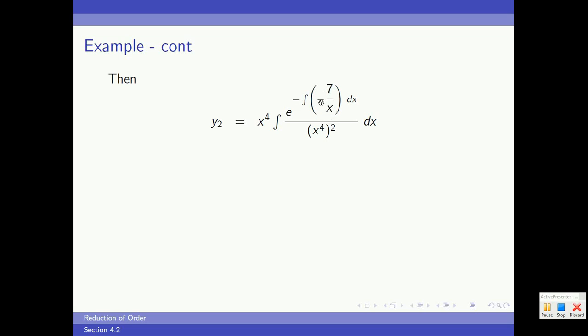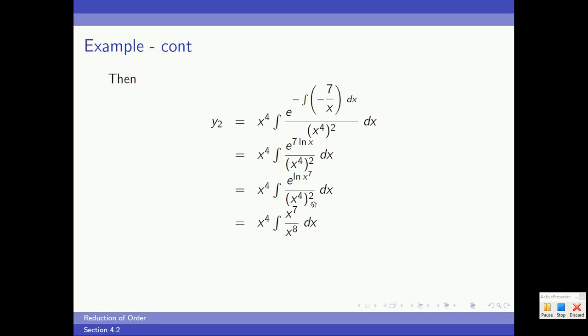This negative and negative is going to give a positive. We're going to have 7 natural log of x there. So we have e to the 7 natural log of x. We can bring that 7 up as the exponent. When we bring the 7 up as the exponent, then we have the e and the natural log, so we're going to be left with just x to the 7th there.